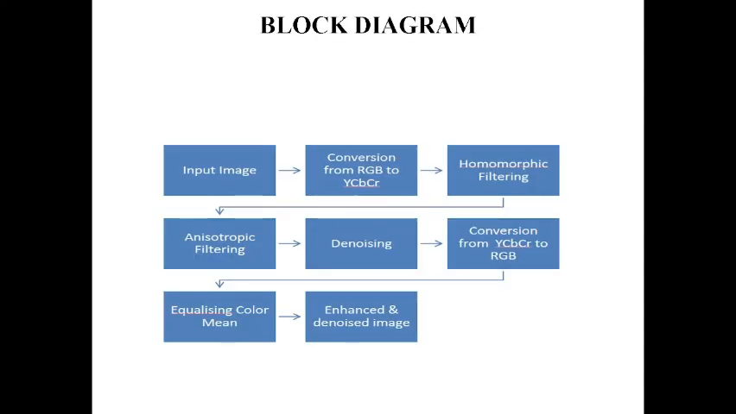Next, let's see the block diagram. This is the main theme of the project. We take an input image from underwater or deep dives, then convert it from RGB to YCbCr. YCbCr means luma, the brightness component. Using homomorphic filtering and anisotropic filtering, we reduce the noise by the denoising method. Then we convert again from YCbCr to RGB, then equalize the color mean, and we get an enhanced and denoised output image.